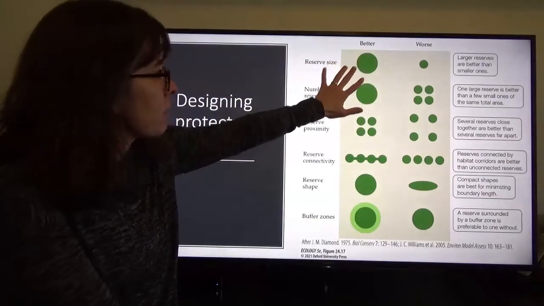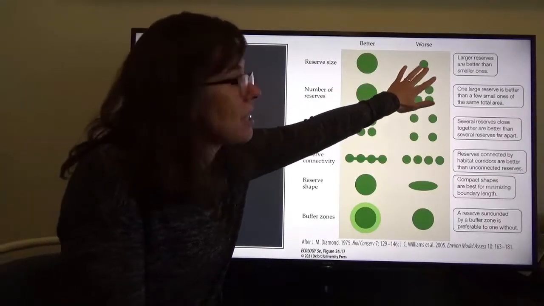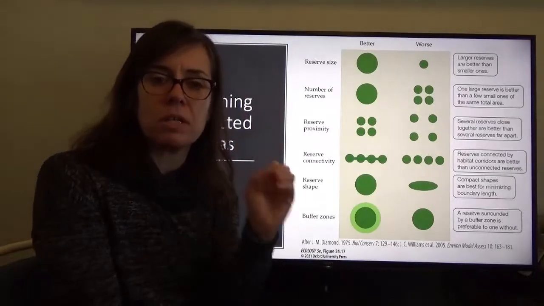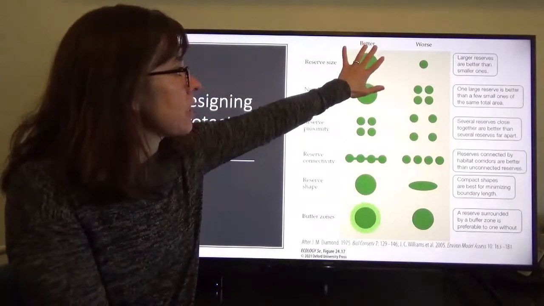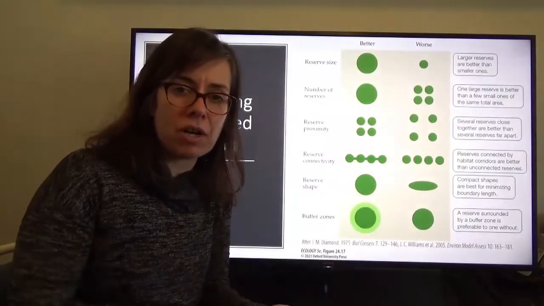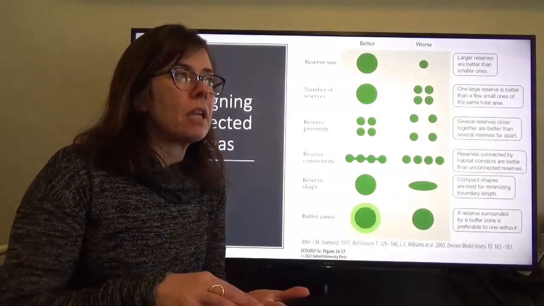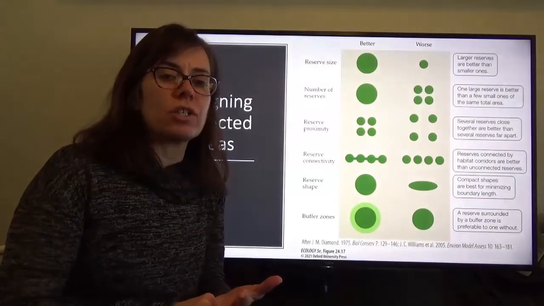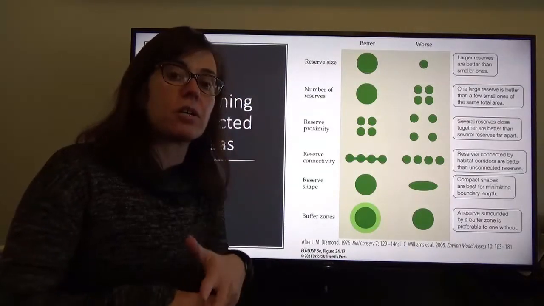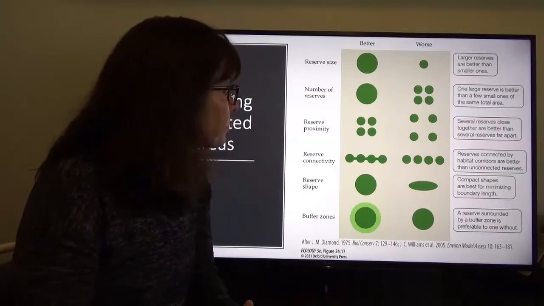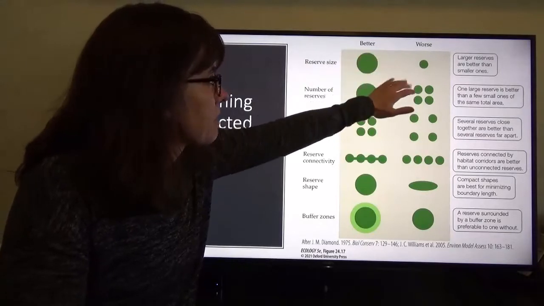And so the general rule is that a large reserve size is better than a small reserve size. This is intuitively sensible. We know that species richness is a function of habitat area, right? So the larger the area, the more species you're going to be able to support. You're going to have greater habitat heterogeneity. You're going to be able to support larger population sizes. Both of those things are going to make those populations more resilient and create opportunity for more species to be present there. So reserve size, this is unequivocal, bigger is better than smaller.